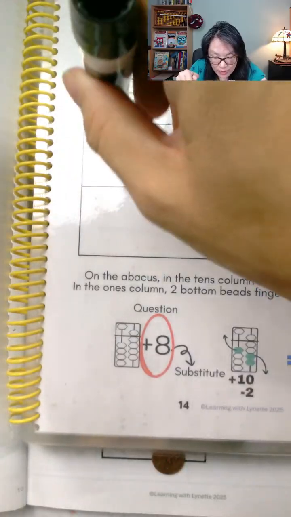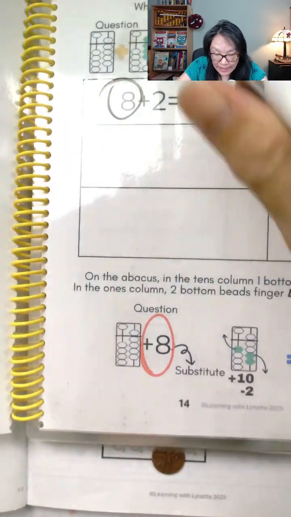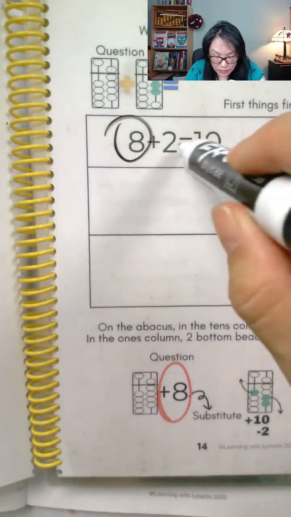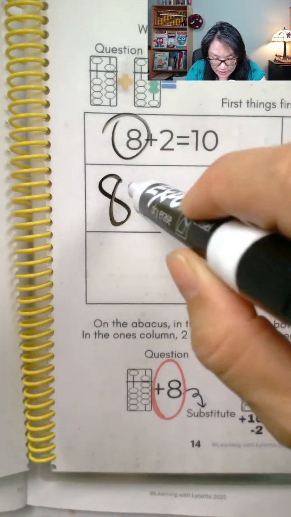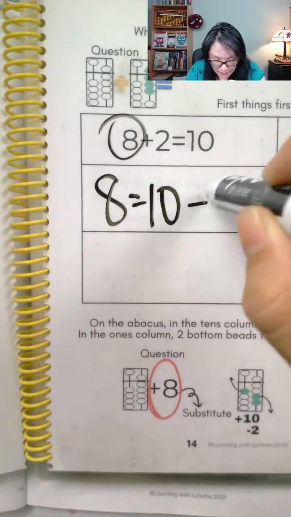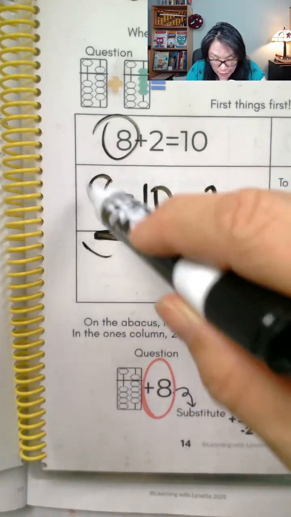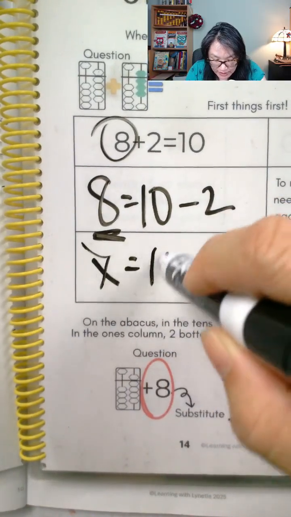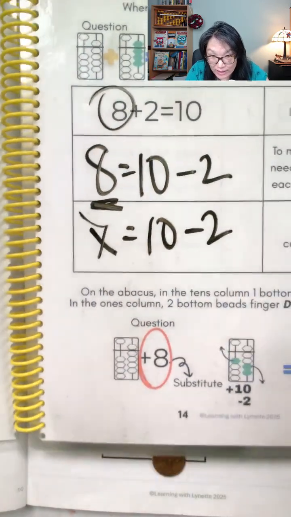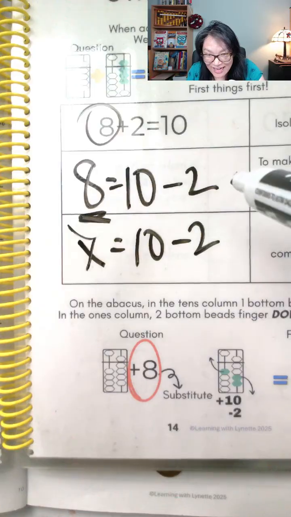So with 8, we isolate the variable. We have 8 is equal to plus 10 minus 2. Let's make our variable unknown. X is equal to 10 minus 2. Guess what? Say it with me.